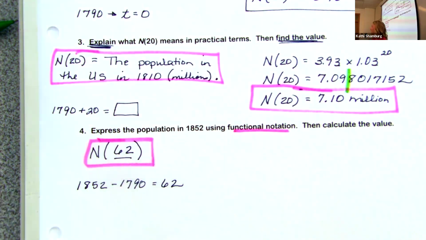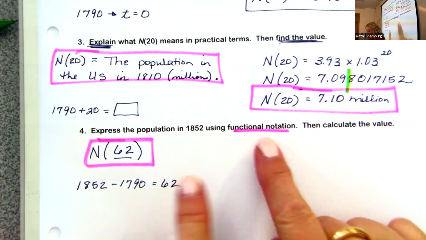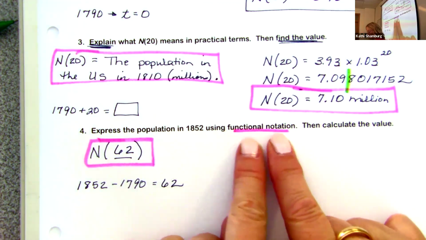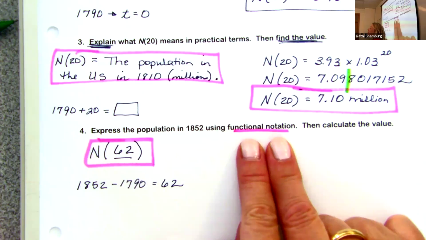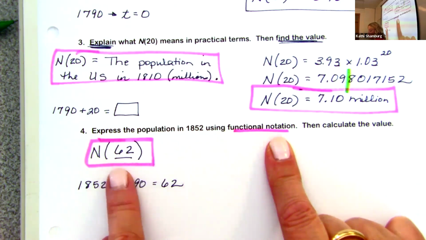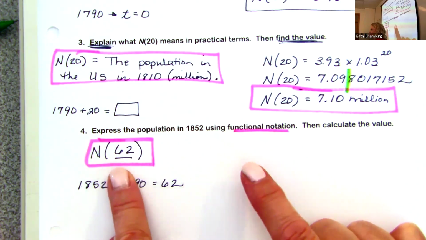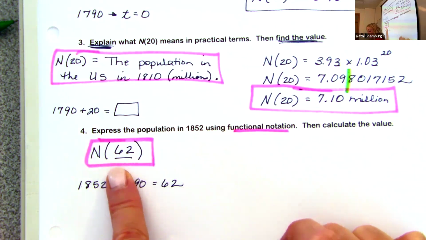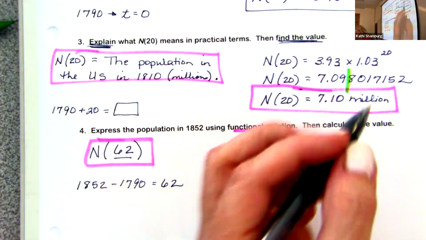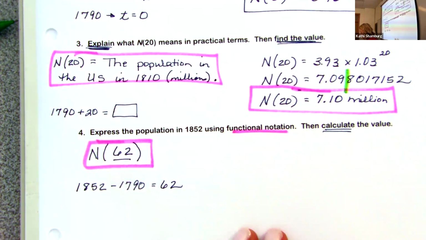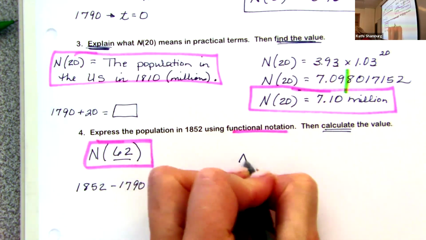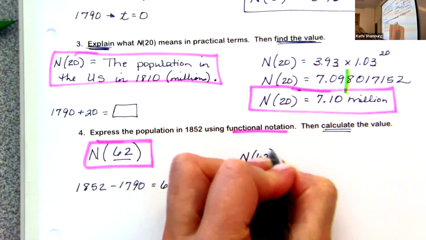So if that's all it asked for, if it just said, write it in functional notation, we'd be done. Okay, don't make more of it than it is. If this were a test question, I would see that it asked you for functional notation. You've got to have this somewhere as your answer. Now, it does go on and ask us to calculate it. So I'm now going to put it into the formula.